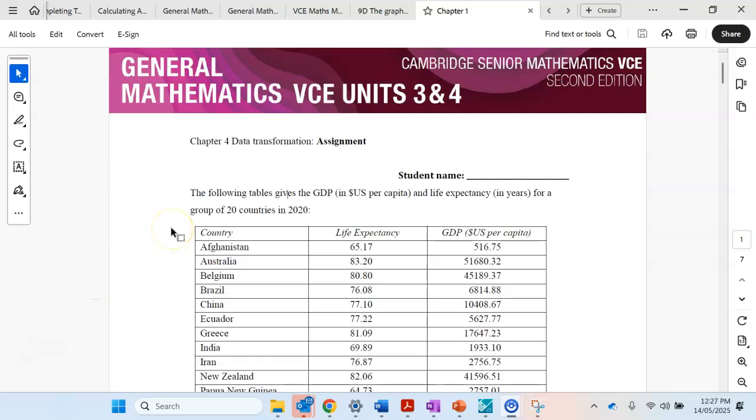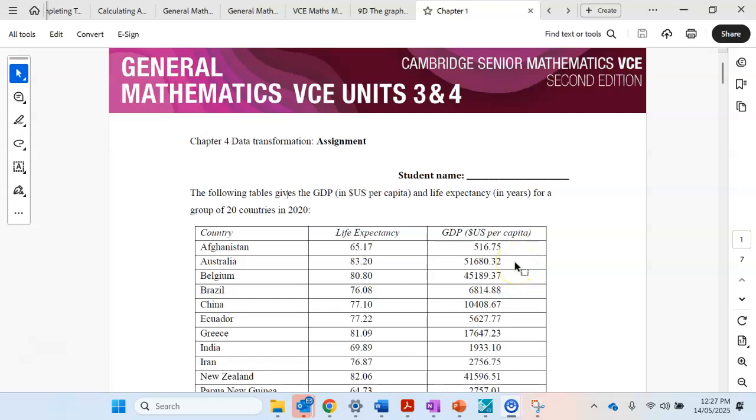All right, so for this assignment, we're looking at country and their life expectancy and GDP. So life expectancy just means how long on average someone is expected to live in that country. So for Afghanistan, it's 65.17, Australia 83.2, and so on. And then for GDP, that means gross domestic product, and that's just a measure of the wealth of the country. So again, for Afghanistan, it's $516.75, and then Australia is quite a bit higher.